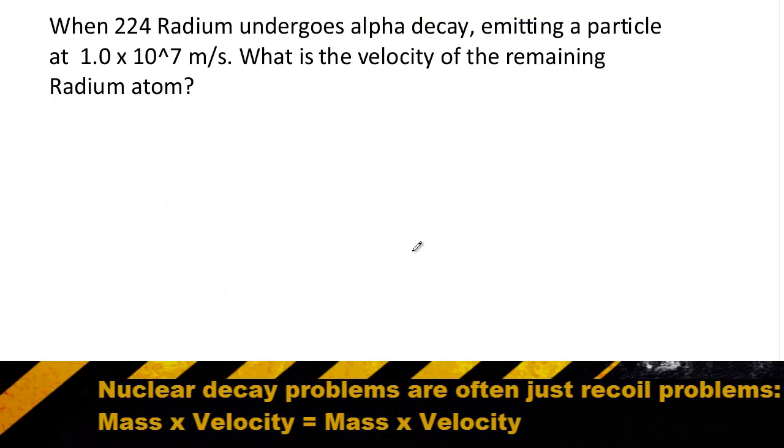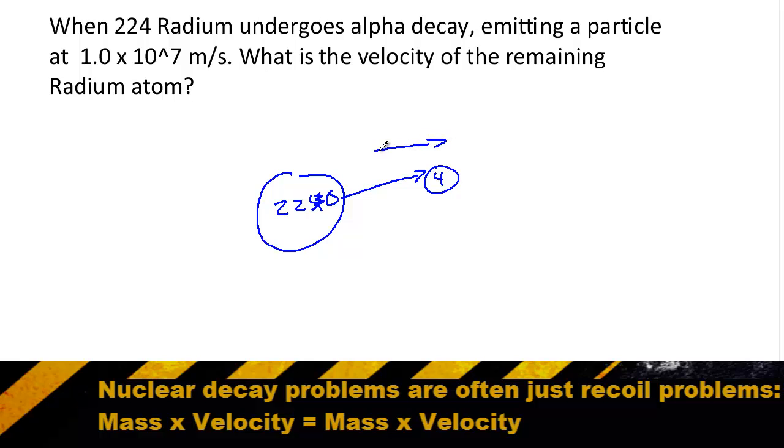Here's a nuclear decay problem that's very similar to the type you're likely to see on your exam. So we start off with this radium nucleus that has a mass of 224. Then the nucleus undergoes alpha decay, which means it emits an alpha particle which has a mass of 4, 2 protons, 2 neutrons. Now the mass of the nucleus drops to 220. We know the velocity of the alpha particle going to the right, and the question is asking us what's the velocity of the remaining nucleus going to the left.